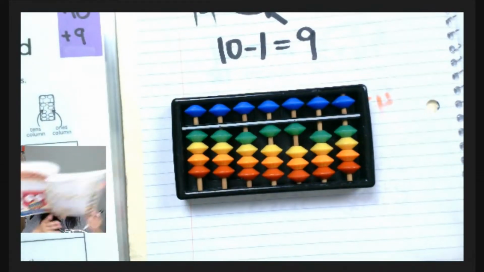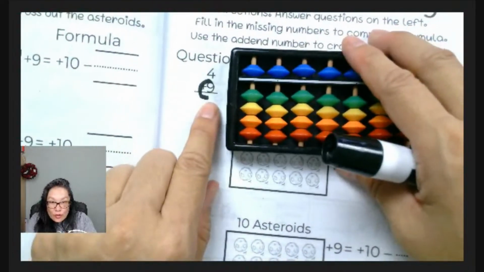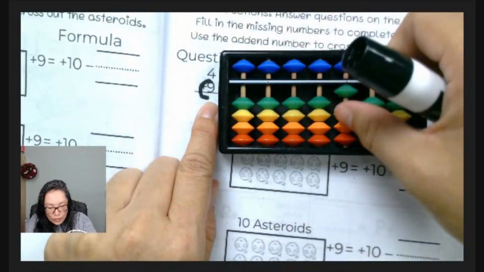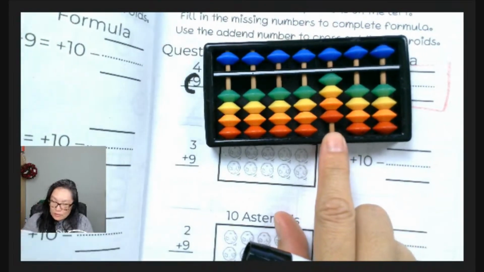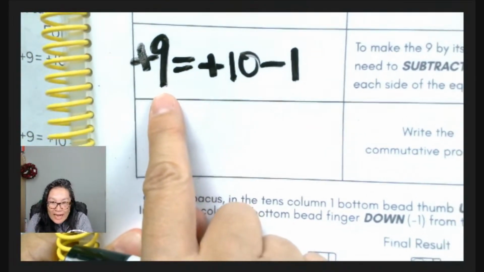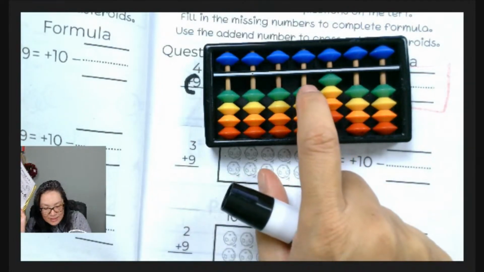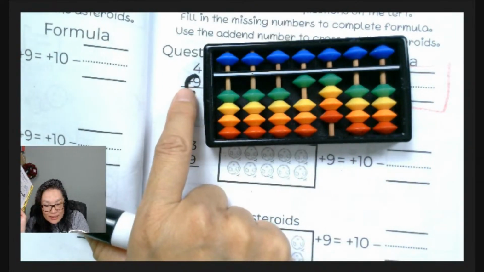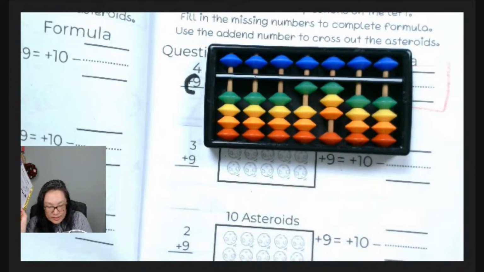Here's another question. Let's do 4. I do 4. 1, 2, 3, 4, right? 4. If I want to add the 9, it's plus the 10 minus the 1. So what do I do? I plus the 10, because I'm adding the 9, and I take away the 1. My final answer is 13.